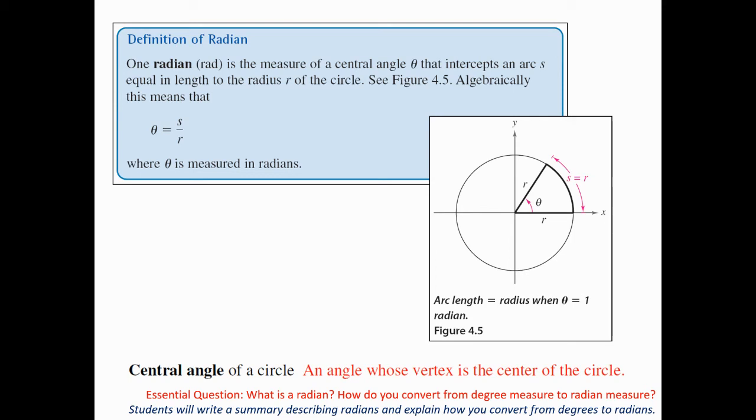1 radian, they'll sometimes abbreviate it RAD, is the measure of a central angle theta that intercepts an arc S equal in length to the radius of the circle. So basically what it's saying is this arc here, this radian arc, is equal to the radius length of the circle. To get that value, and we don't calculate this very often, you take the S value and you divide by the R value. And then theta is always measured in radians, and we're going to start converting. We're going to do a little bit of degrees, but everything we do in calculus is always in radians. The central angle of a circle is an angle whose vertex is at the center of the circle. So this is an example or a picture of a central angle.